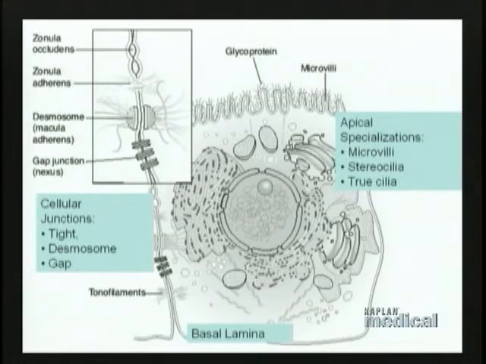Then we're going to look at how cells interact with one another at cellular junctions, and we're going to see that there are fundamentally three different kinds of junctional specializations that have different functions and a distinct feature in the electron microscope. These will be tight junctions, desmosomes, or gap junctions. We'll look at those. And then finally, we'll finish this chapter by looking at the apical or surface specializations of a cell in the form of either microvilli, as illustrated in this picture, stereocilia, or true cilia.